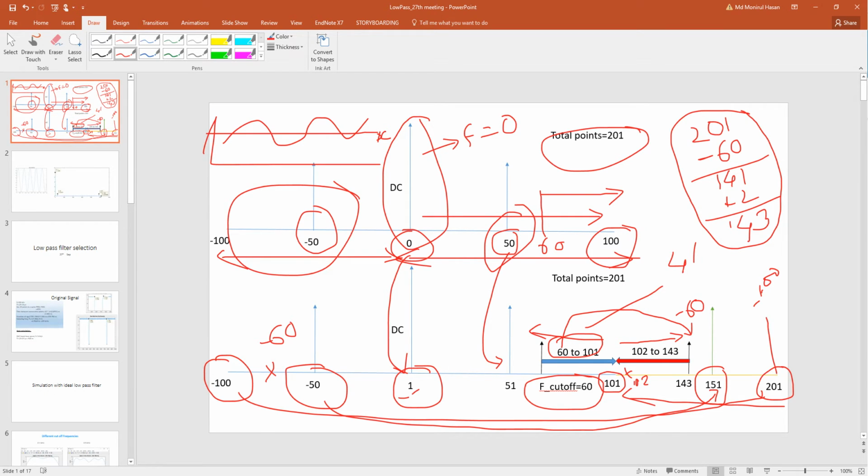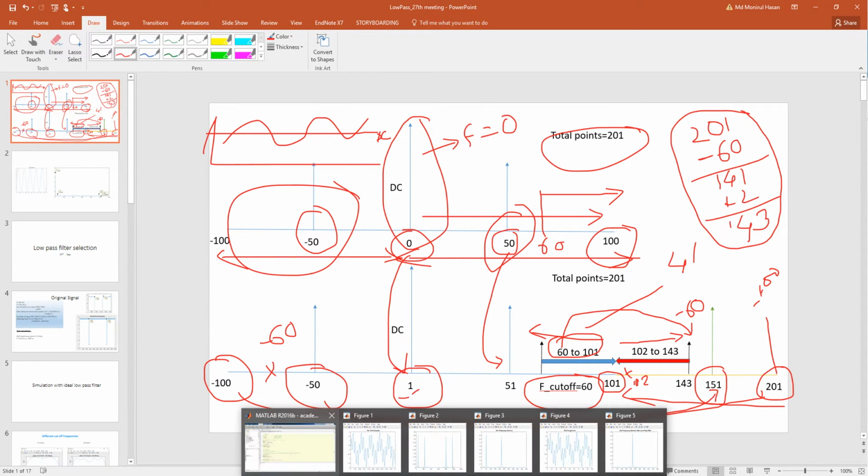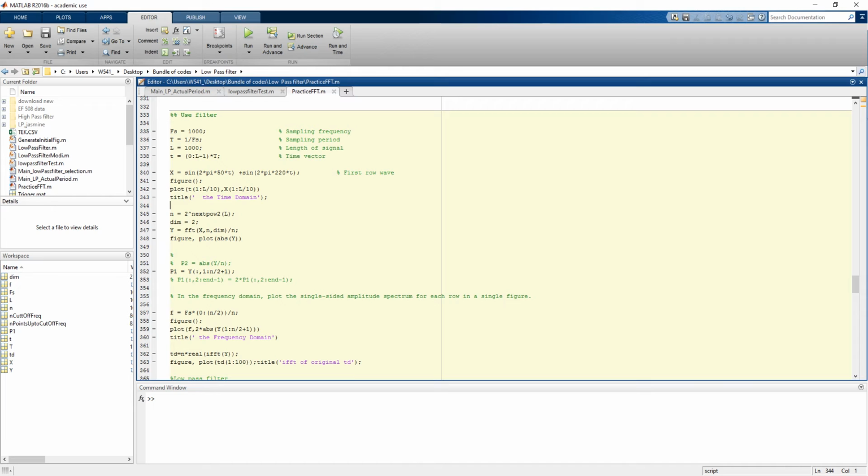Say, for example, I will show one data. You have two sinusoidal signals, one with 50 Hz, another with 220 Hz, and your data length is 100 and you are sampling at 100 frequency. So now this is the way to do the Fourier transform.